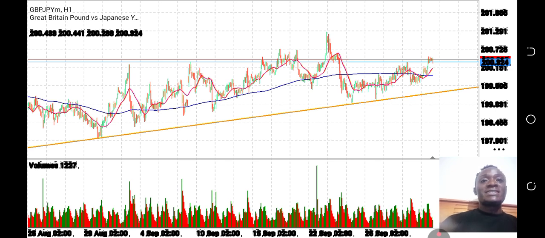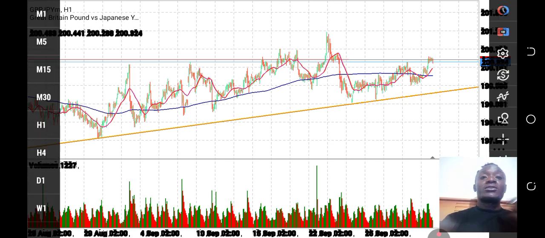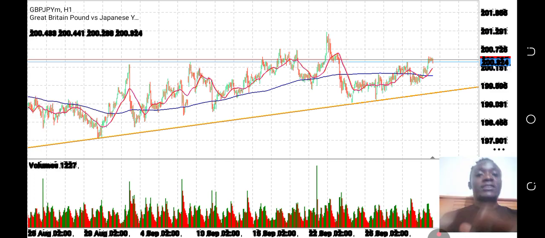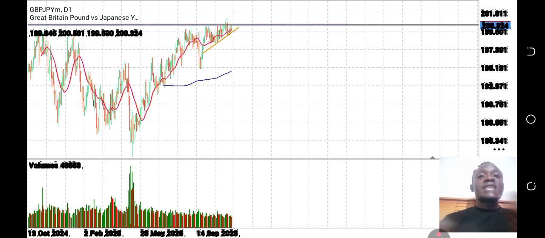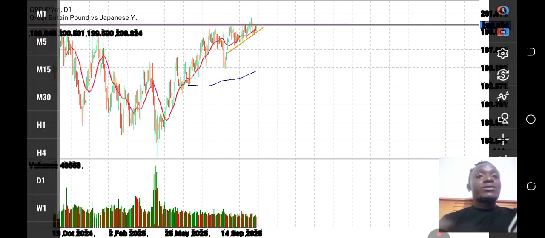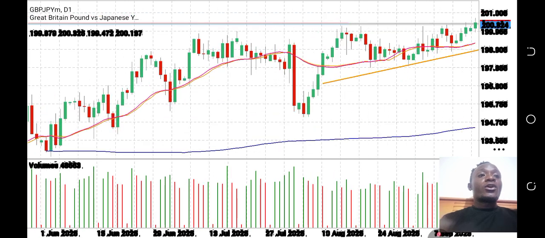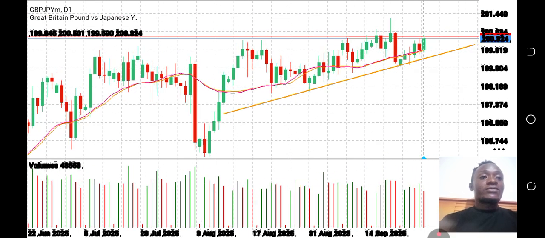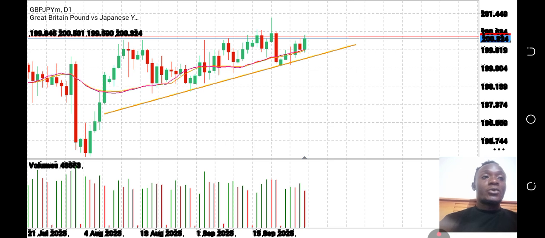So this is GBP JPY, the Great Britain Pound Japanese Yen pair. We're going to start with the 1 day time frame and see what kind of trend the market is giving us. Looking at the structure, you can see the market is on an uptrend. Then we're going to zoom in onto the last candlestick that was formed on Friday before the week ended.